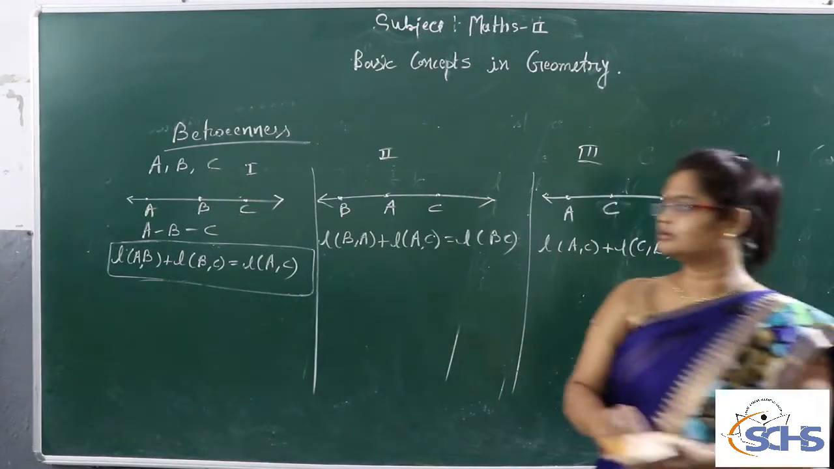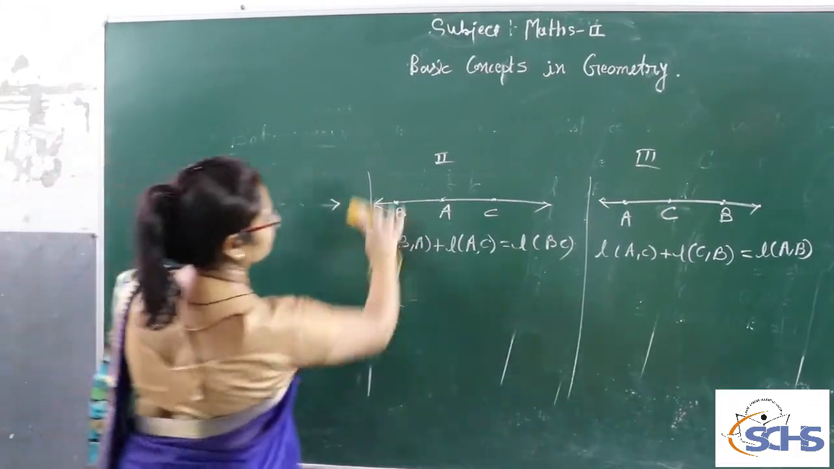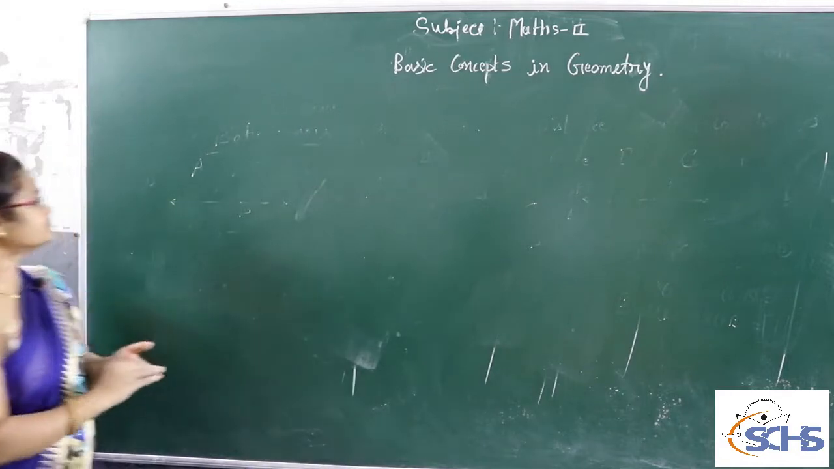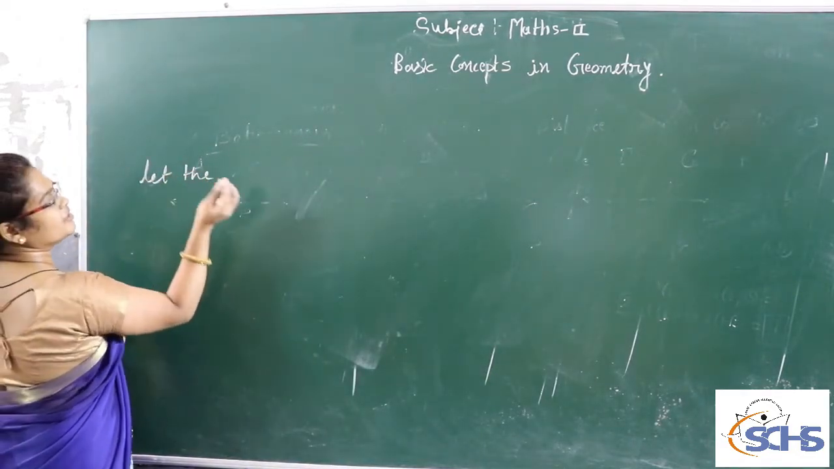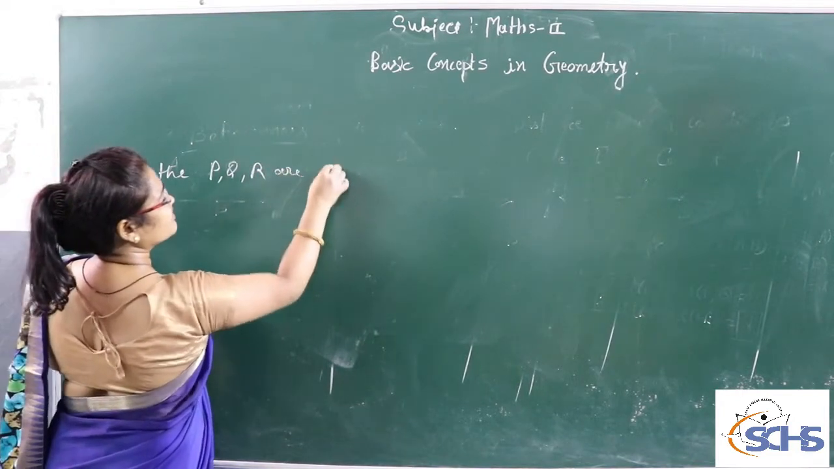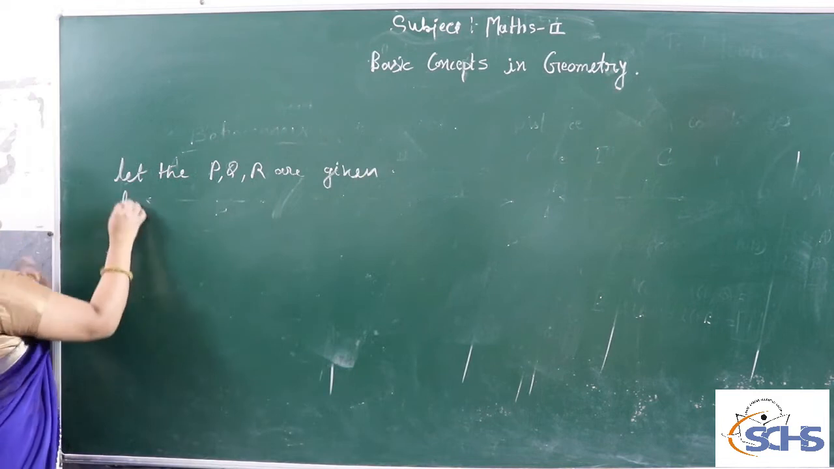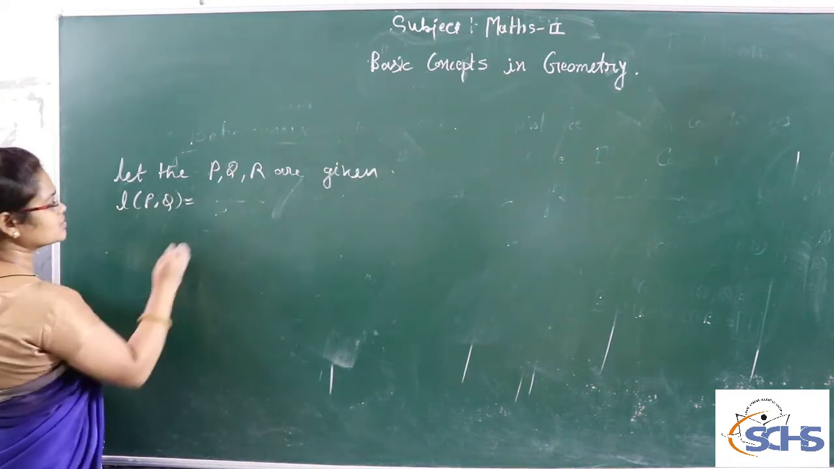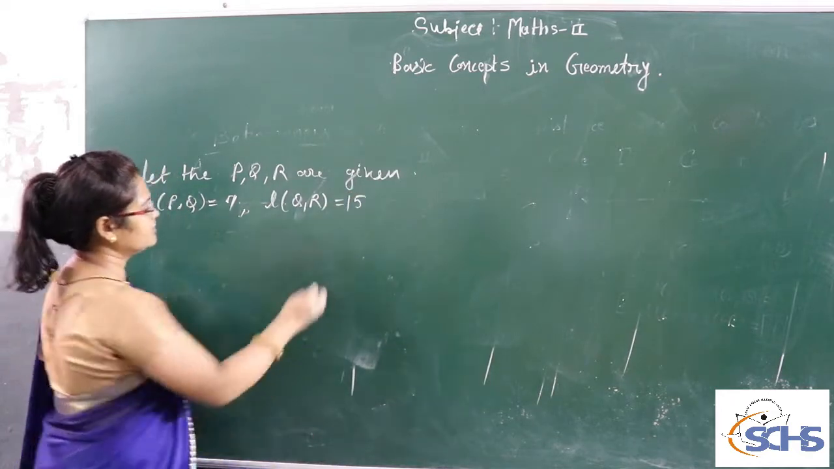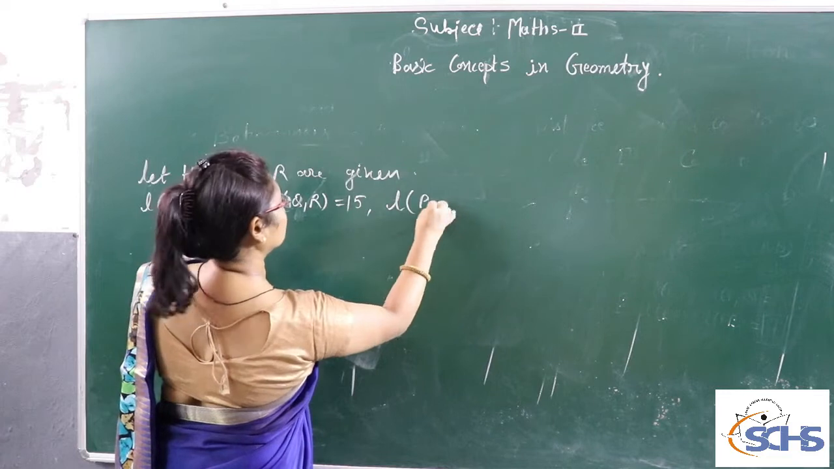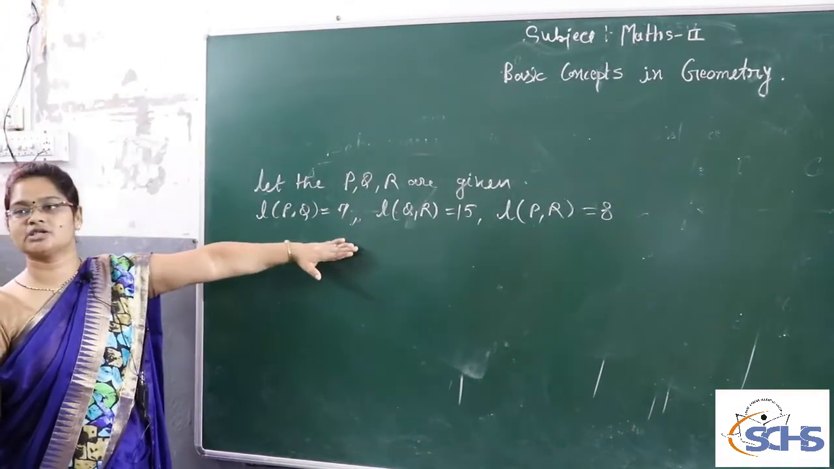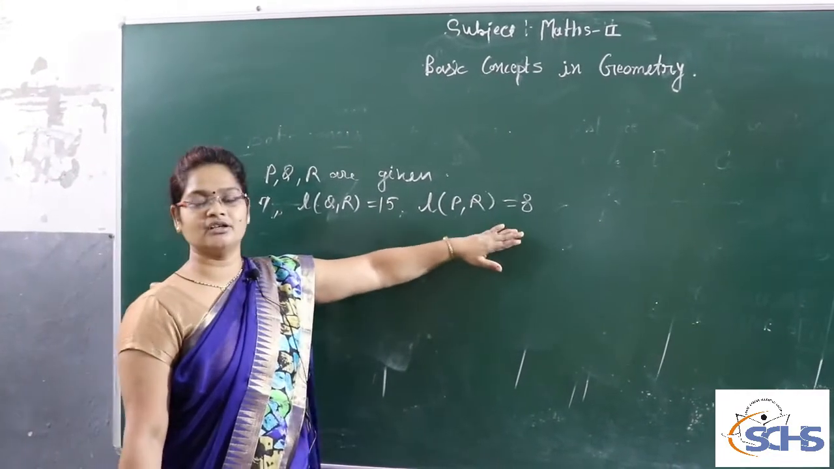We will see one example. Let the 3 points P, Q, R be given, and we are given that length of PQ is equal to 7, length of QR is equal to 15, and length of PR is equal to 8.